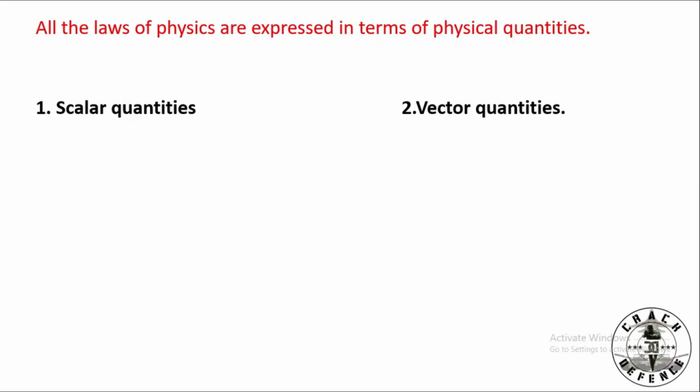First thing we need to know is all the laws in physics are expressed in physical quantities. Now, these physical quantities are divided into two categories. First one is scalar quantities and second one would be vector quantities. What we understand with scalar quantities is that it only has magnitude to it. Coming to vector quantities, they have magnitude plus direction to it.